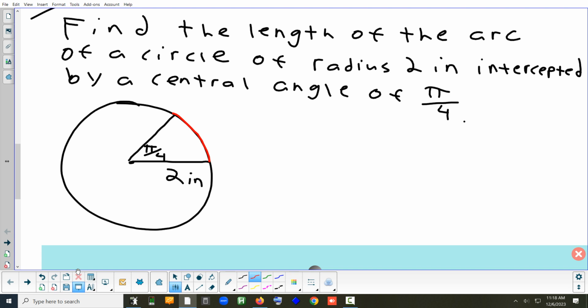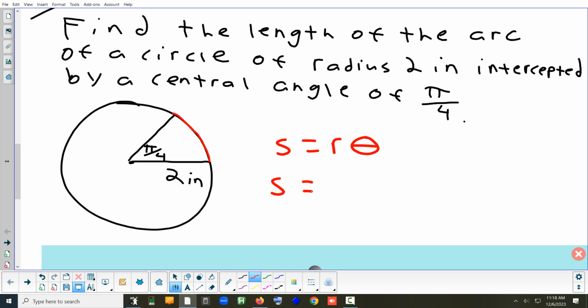Okay, first thing to determine is the formula you're going to use. Okay, what's the formula that we use to find the length of an arc? Yeah, S equals R theta. Yep, S equals R theta. And now we're going to fill in everything we can. Well, the question says find the length of the arc. So what letter are we going to be solving for? We're solving for S.